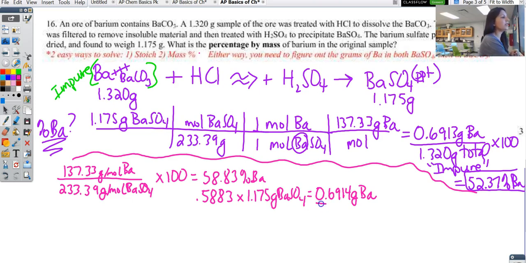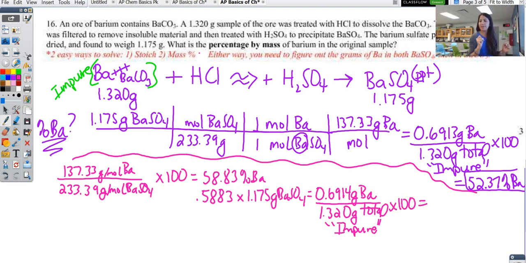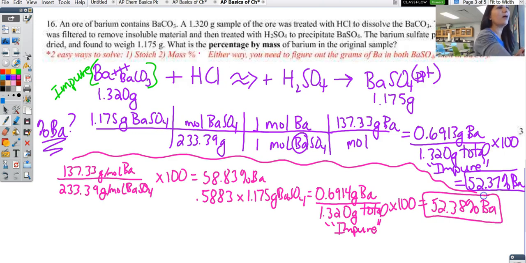So all I'm going to do is divide that by my total, which is 1.320 grams total. This is my impure stuff again. Multiply it by 100 so that I can get a percentage, and when you do this, you get 52.38%, which is just about the same. We're off a little bit, 0.01, no big deal. I think it's just sig figs.